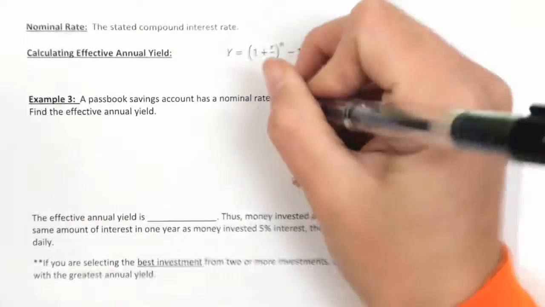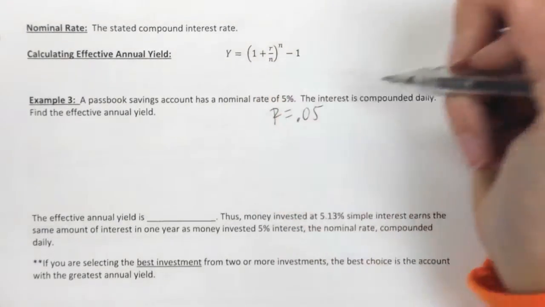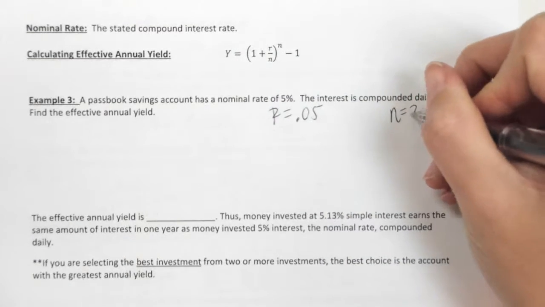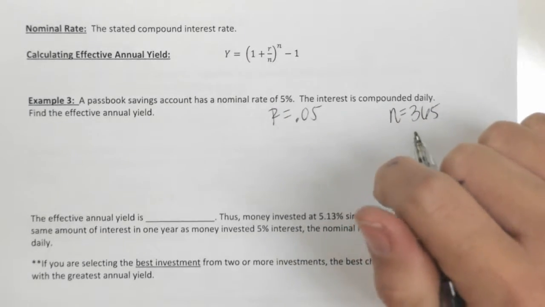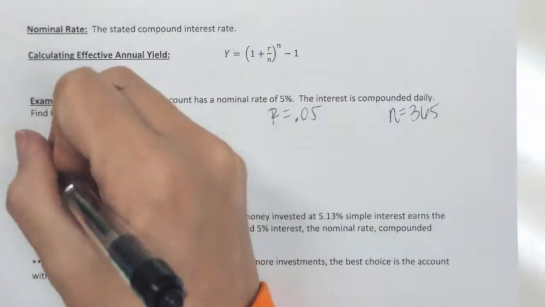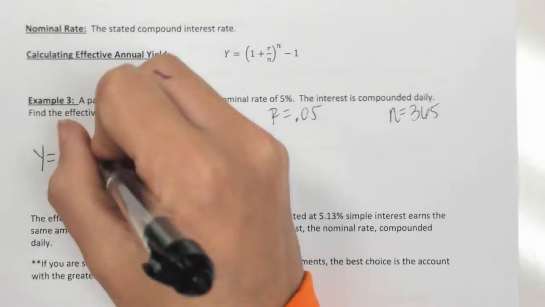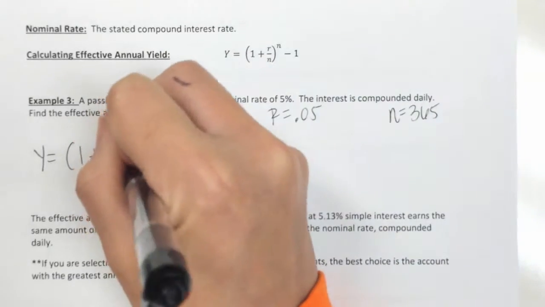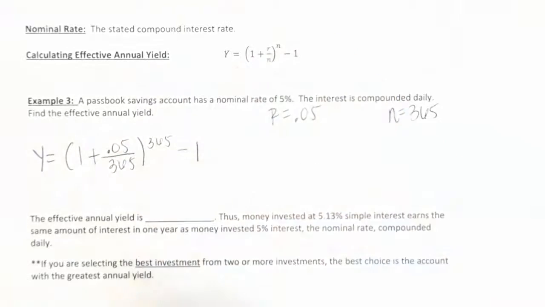So our R is going to be rate still, and that'd be 0.05 because we had to divide this by 100. And our N will be daily, and how many days are there in a year? 365, except for leap years. So now we'll just plug it into the formula. So we'll get Y equals 1 plus 0.05 divided by 365 raised to the 365th power minus 1.